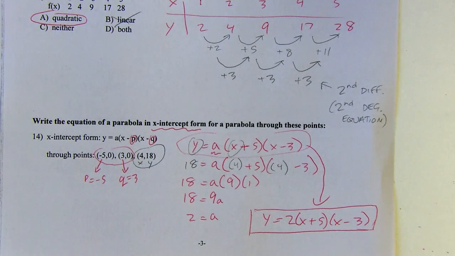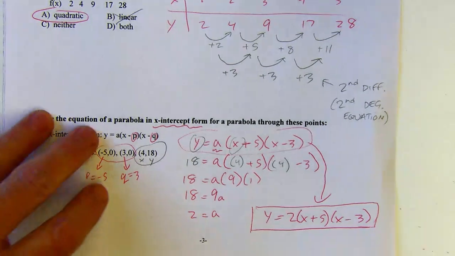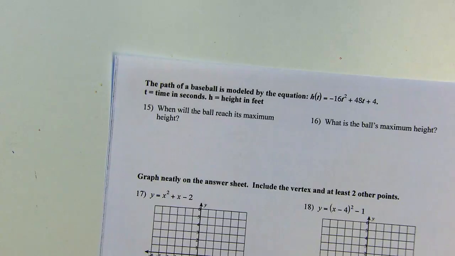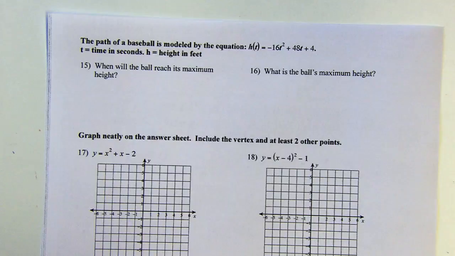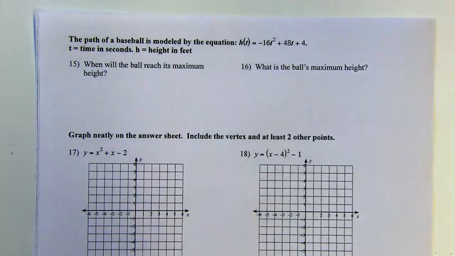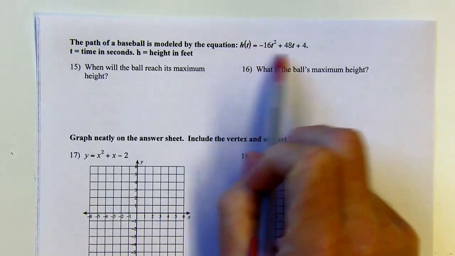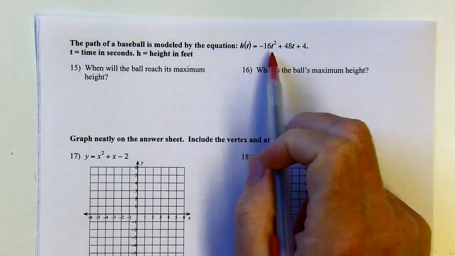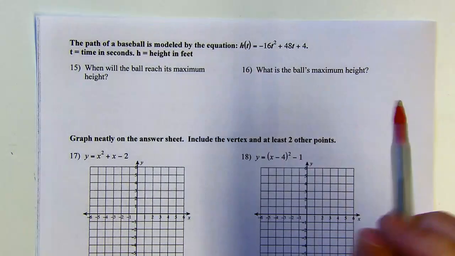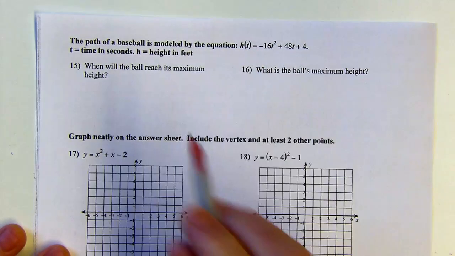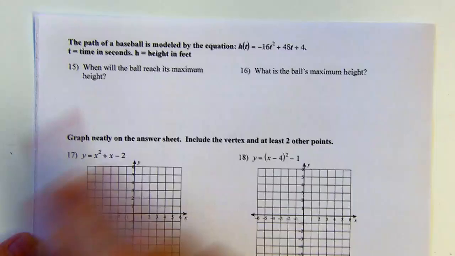Okay, one more page. Let's get to it. All right, got some word problems here. We've got a word problem really split into 2 parts. We've got the path of a baseball modeled by this equation. T is going to be the time, and H is going to be the height. H is the height in terms of time. Time in seconds, height in feet.